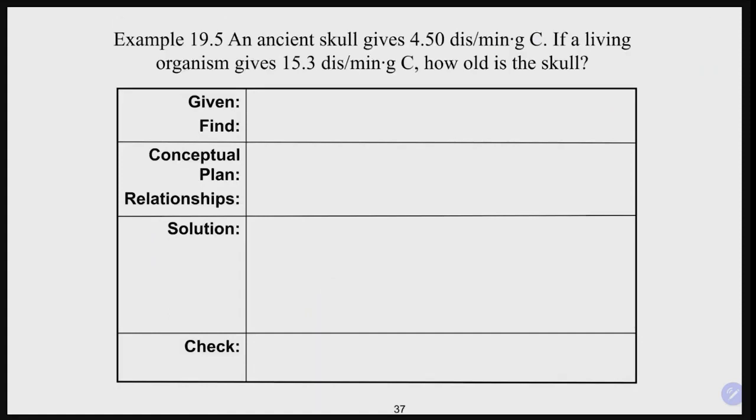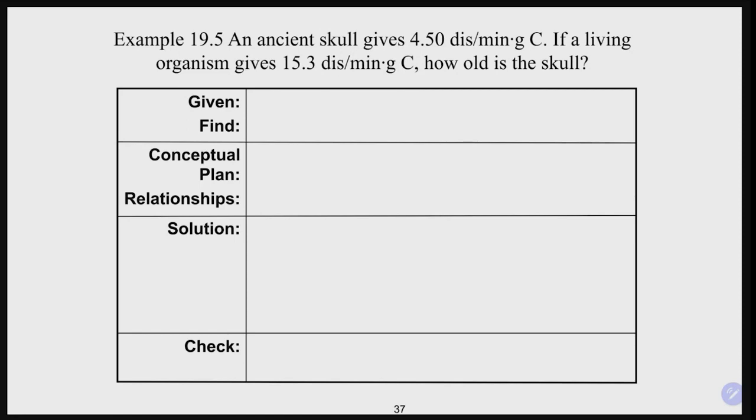An ancient skull gives 4.5, and the units there are actually disintegrations per minute per gram of carbon. So it's actually a rate of radioactive decays that we're looking at there. It's not Celsius on the bottom or anything like that. It's disintegrations per minute per gram of carbon, which is a rate of radioactive decay. And as I mentioned earlier, you can still use your kinetics equation with things like radioactive rates of decay rather than, say, molarity or grams.